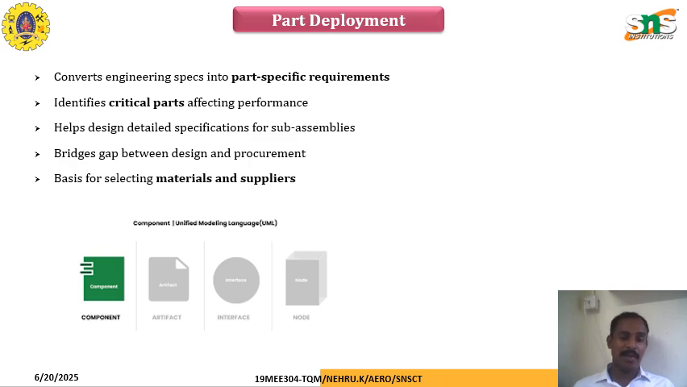Part deployment converts engineering specifications into part specification requirements. It identifies the critical parts affecting the performance of the product and helps to design detailed specifications of assemblies and sub-assemblies. It can bridge the gap between the design and the production of the product, as a basis for selecting materials and suppliers.